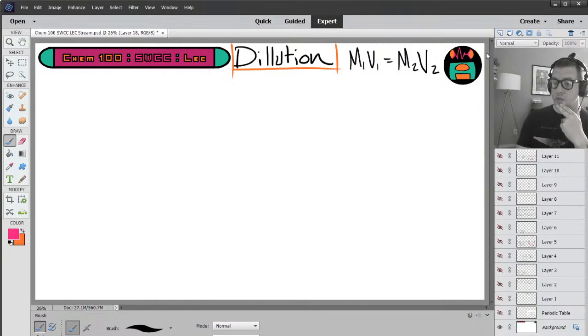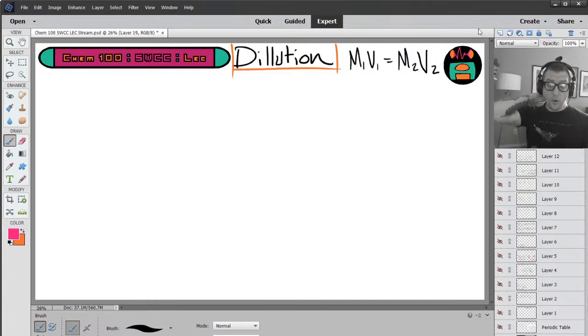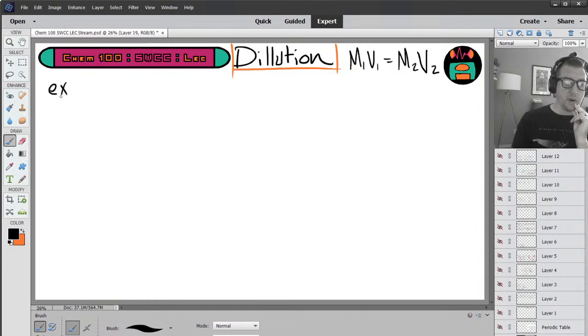So here's how you use it. By initial and final, initial is before adding water, final is after adding water, after you've done the dilution. These can be for any concentration unit, any volume unit, as long as they're both the same. So you can solve problems like the following.